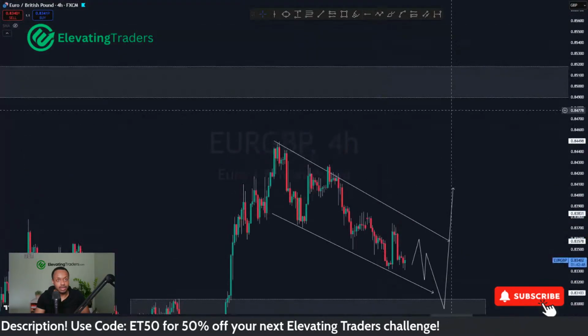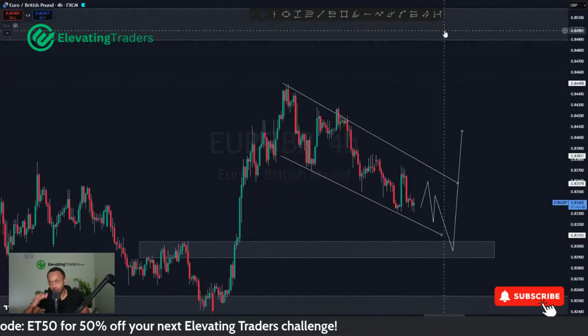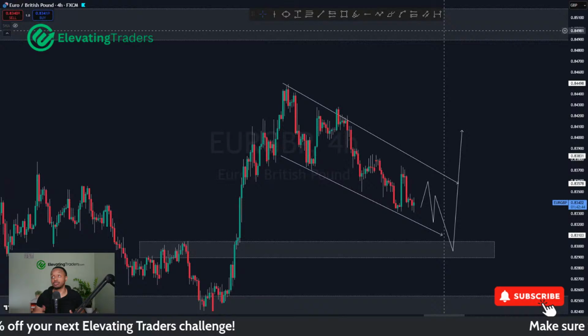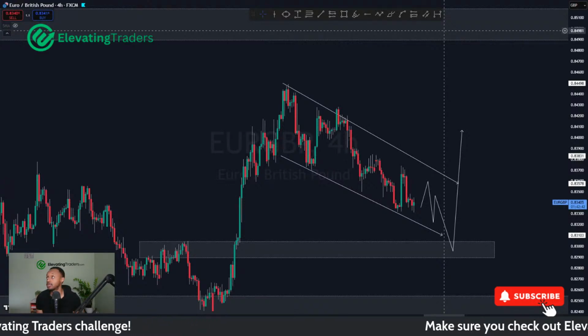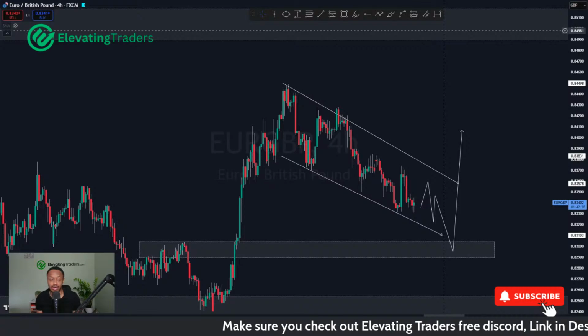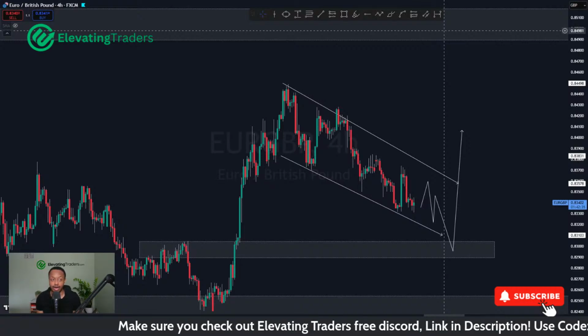I wouldn't be looking to target all the way to 0.85. That's like a long-term swing target. You can hold some positions to run there. But I would definitely look to secure some profit in between then and that target 0.85.